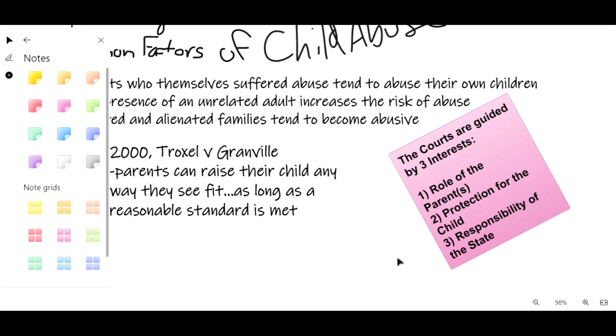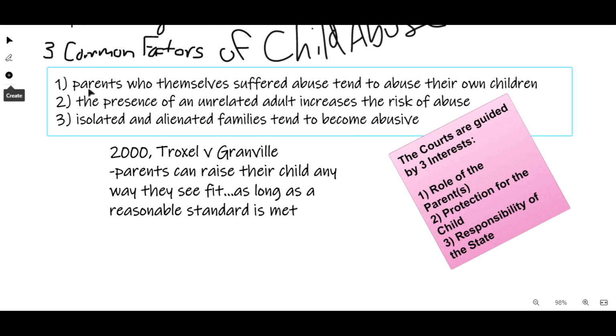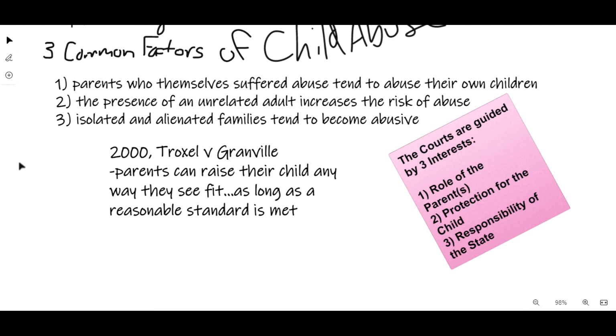So the courts are guided by three interests in any cases that they deal with regarding children. And that is the role of the parent, the protection for the child, and the responsibility of the state. If you remember, we've talked about before how the law sometimes views itself as acting as the responsible parent for a child, especially when a parent doesn't have that ability to be the responsible individual. So that's sometimes where that third piece really comes into play. Obviously, the protection for the child is a very important decision. It would be hard to believe that a court or a judge or anyone would find that the protection of a child would not be important and they'd put them in a dangerous situation, ideally.